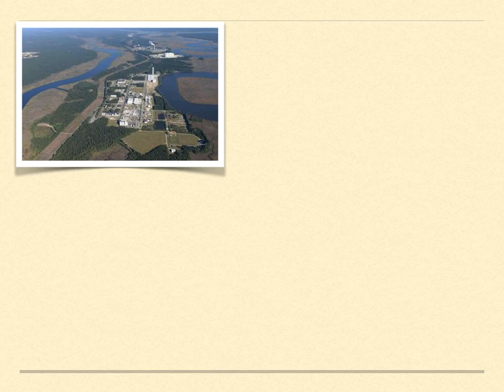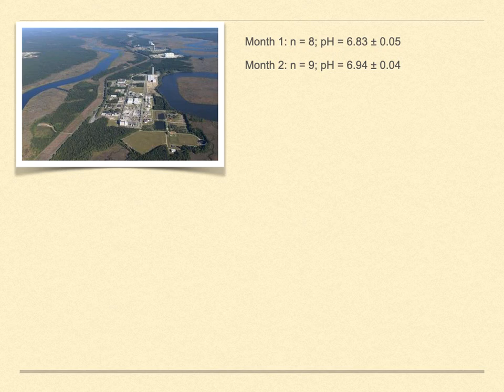Your task is to take several water samples over the course of a day to determine the average pH of the water. Do this every month to see if there are statistically significant changes. The first month, you took 8 samples. You determined the river's pH at 6.83 plus or minus 0.05. In the second month, you took 9 samples and determined the river's pH is 6.94 plus or minus 0.04. Is this a problem? Do you alert the company to suggest they look for a problem?